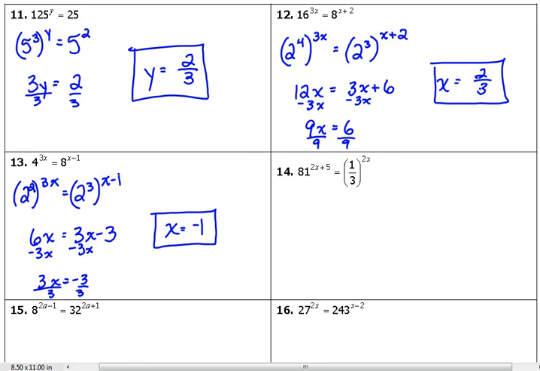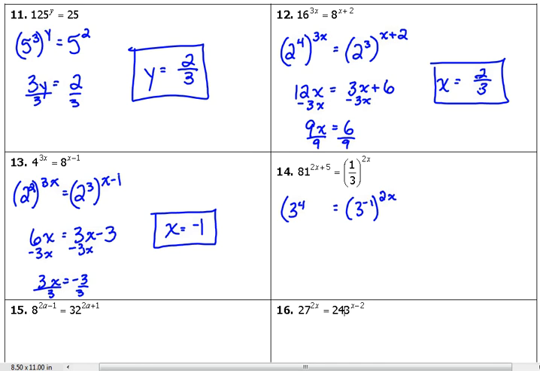Okay, 14. 81 is one base, and 1/3 is the other base. Now, here's the easiest way to look at this. The 1/3 is really easy. It's 3 to the negative 1. Okay, 1/3 is 3 to the negative 1. So that should tell us that we should be able to write 81 so that it has a base of 3, because we can't break down 3 any further. So 81 is 3 to the 4th.